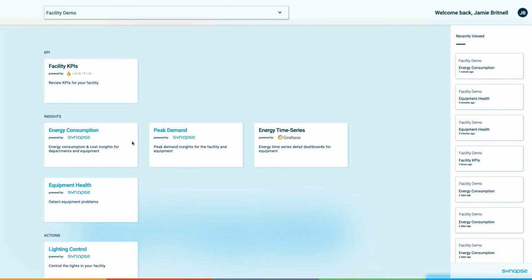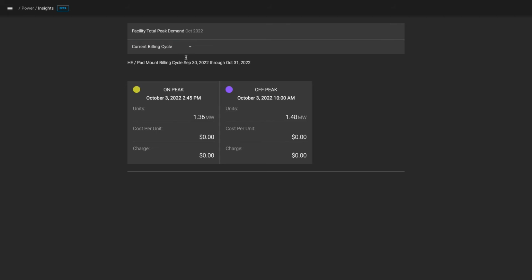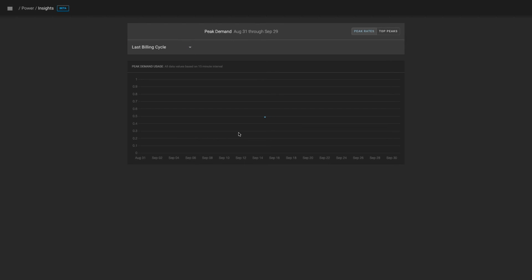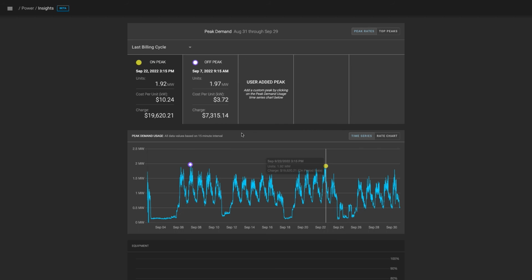From the portal, when I select Peak Demand Insights, you get a view of the data from the utility's power mains coming into the plant. By taking the power readings from the mains and incorporating the utility rate schedule, SimplySnap's energy cost algorithm can provide you visibility into when the peak demand charge occurred and what equipment contributed to that charge.